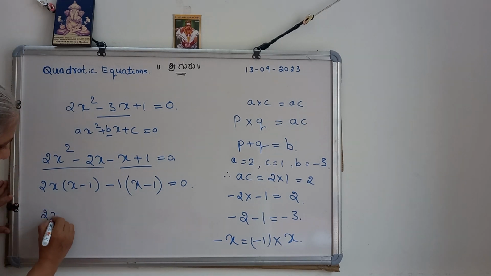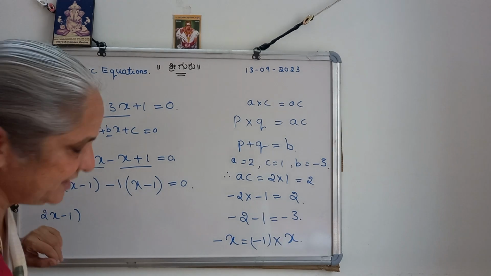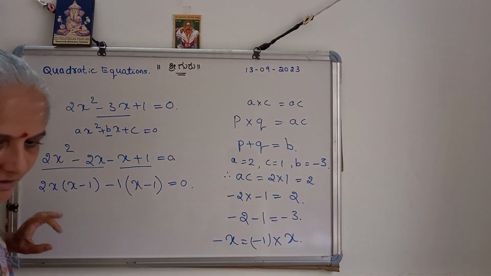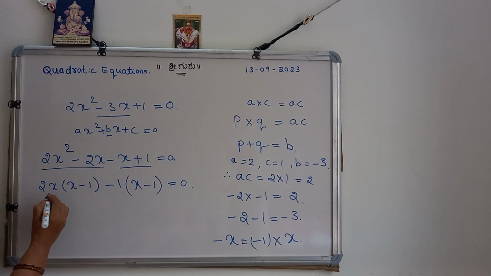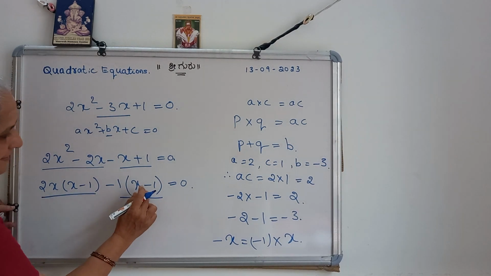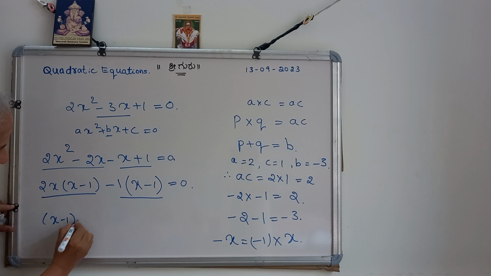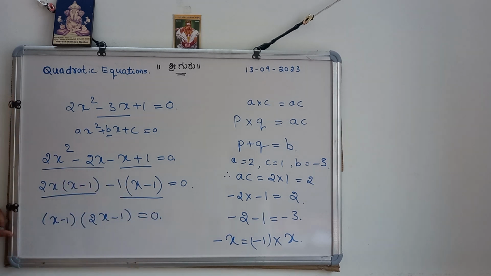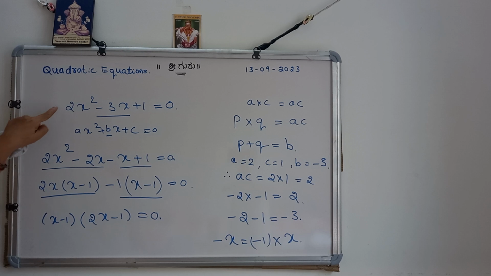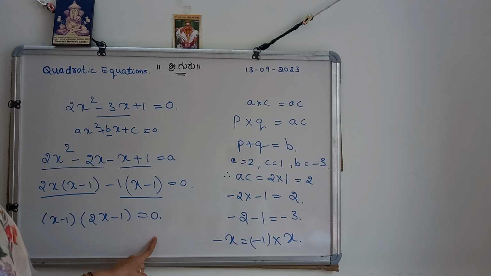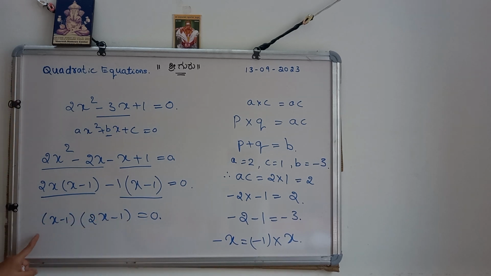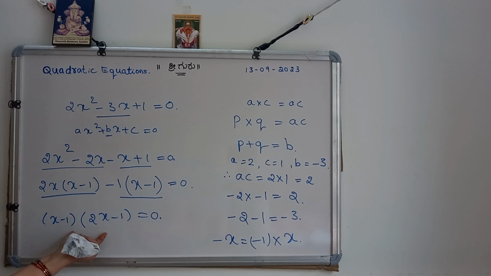Now 2x minus 1... In these two terms, x minus 1 is the common factor. In these two terms, x minus 1 is the common factor. Then write the common factor outside, the remaining terms inside. x minus 1 into 2x minus 1 is equal to 0. Now we factorized the given quadratic equation into factors of two linear expressions. Now we can equate each factor to 0.